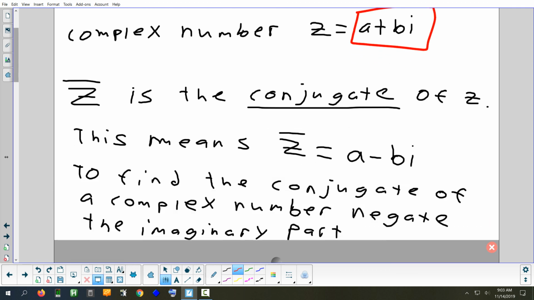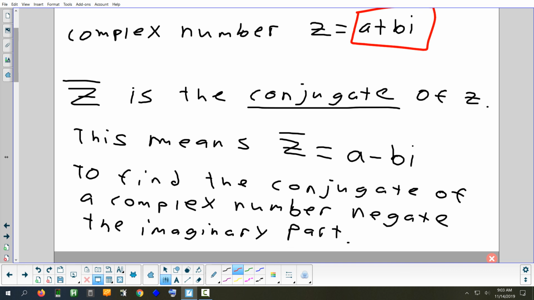So all I did there was change the sign of the imaginary part. Or a shorter way to say that is negate. Negate means make it the opposite of. So to find the conjugate, leave the real part alone, don't do anything to the a, but change the sign or negate the imaginary part. Okay, so we're not even going to use that to do division yet. All I'm going to do now, we're going to practice. I'll give you a number, and I just want you to tell me the conjugate.